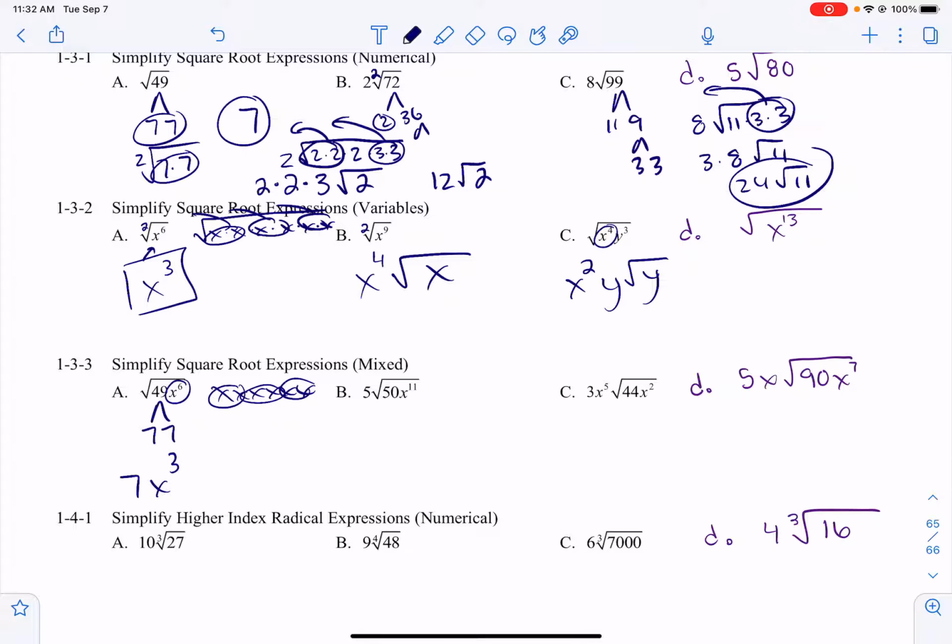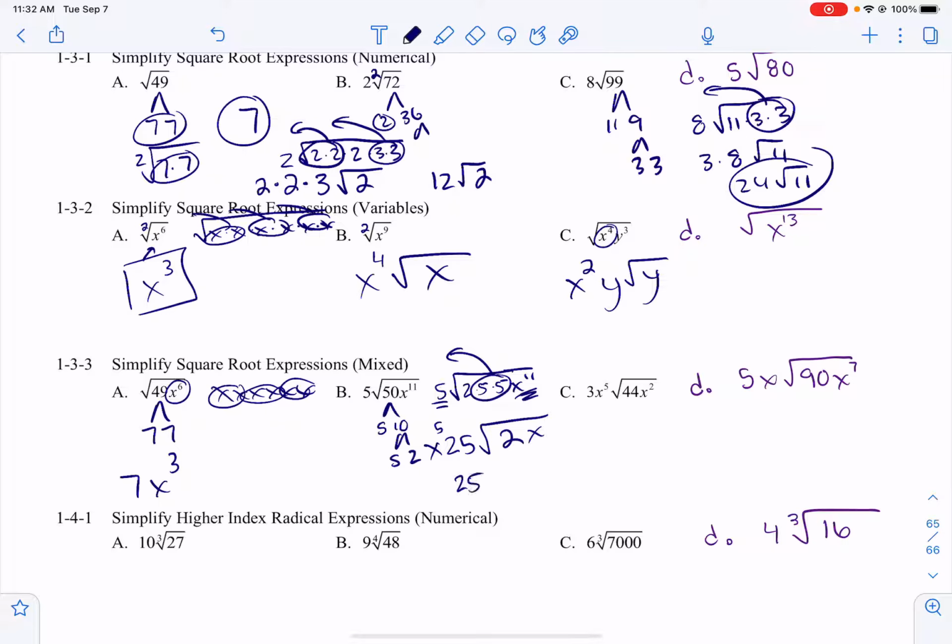Part B, my 50 breaks up into, let's do 5 times 10, which is 5 times 2. So when I rewrite this one, I get 5 root 2 times 5 times 5 x to the 11th. So I'm going to pull out groups of 2. So that 5 comes out, and I times it by this 5 right here. So I end up with a 25 in front. My 2 is still stuck on the inside, but I've got these x's. If I'm getting groups of 2, I'm going to end up with 5 groups of x's and 1 left over on the inside. So my final answer, 25 x to the 5th root 2x.